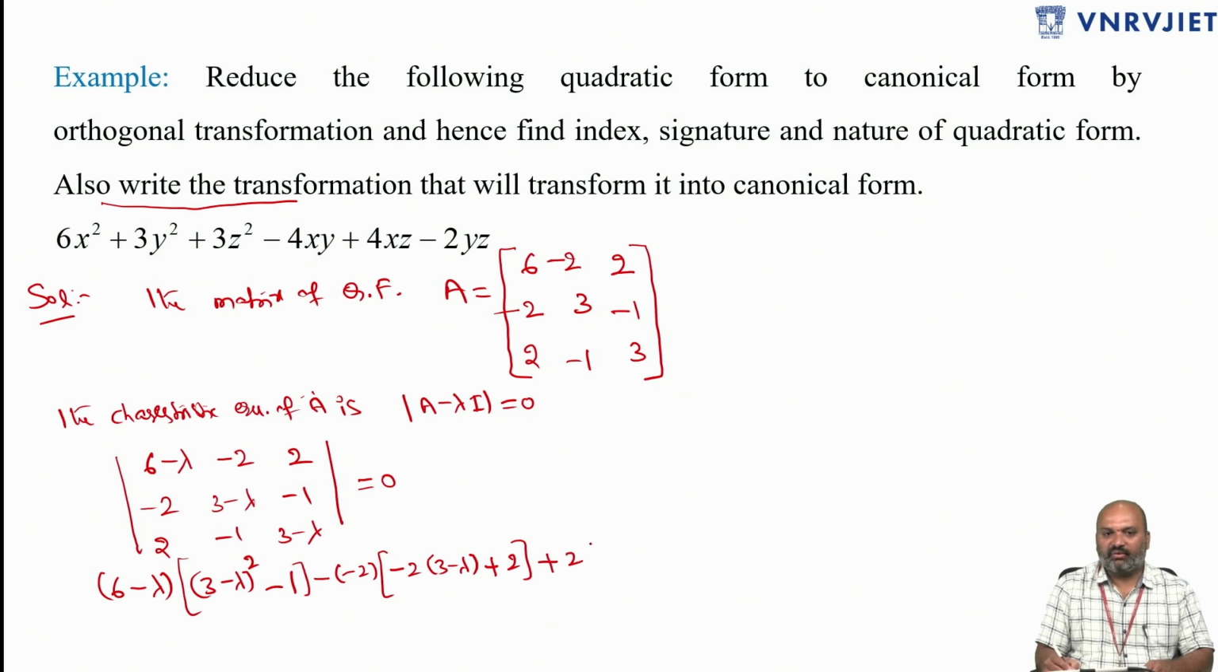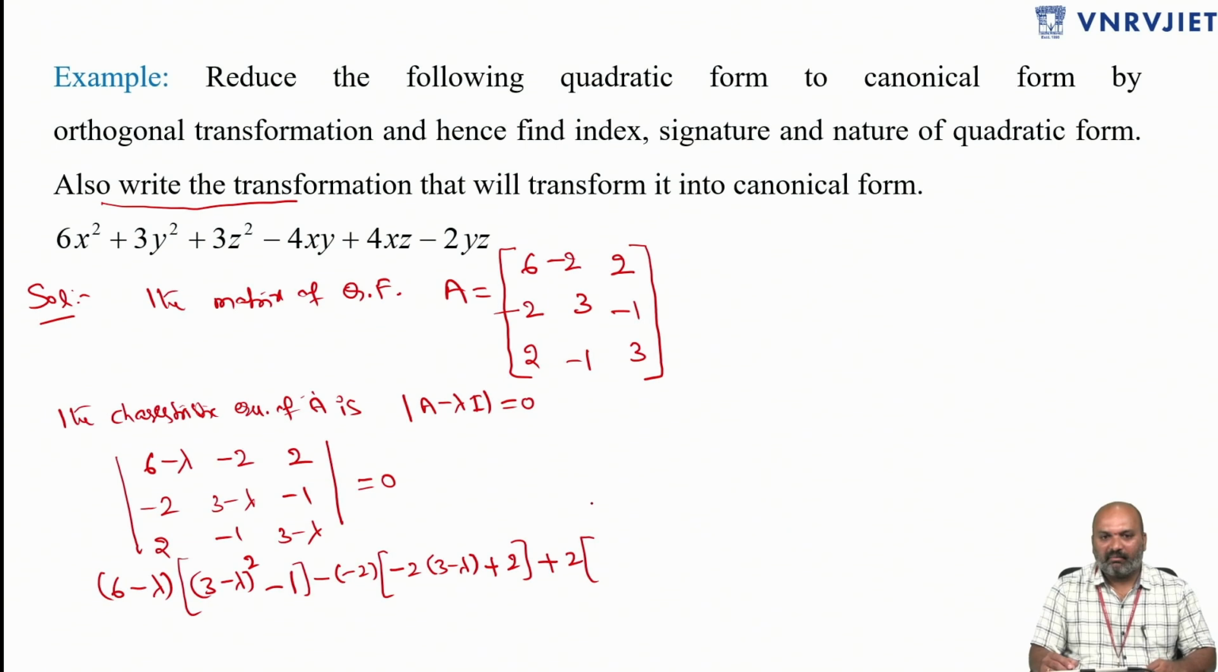Next, plus 2 into, delete the corresponding row and column, minus 2 into minus 1, it is plus 2, and minus 2 into 3 minus lambda. So minus 2 into 3 minus lambda, which is equal to 0. Okay. Now, let's simplify this expression.